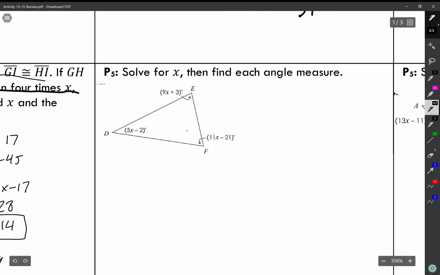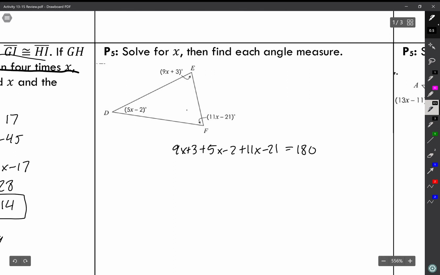So my equation will be 9x plus 3 plus 5x minus 2 plus 11x minus 21 is equal to 180. So 9 plus 5 plus 11 gives me, 9 plus 11 is 20, and plus 5 is 25x, and 3 minus 2 minus 21 is a total of negative 20, so minus 20.